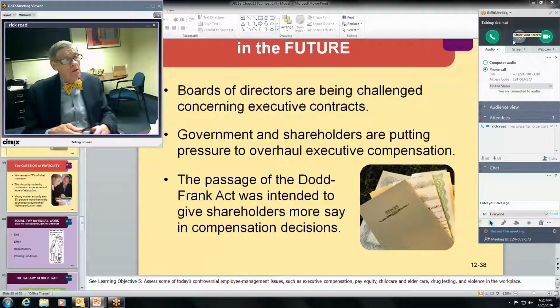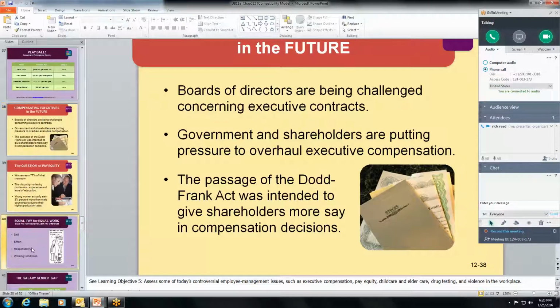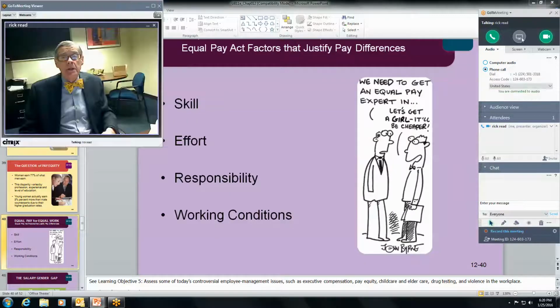We find that that is something that really is catching on. Equal pay for equal work. Well, I don't think we need to talk about that too much. You have two people doing the same job, same level of experience, et cetera, et cetera. They should be paid the same.